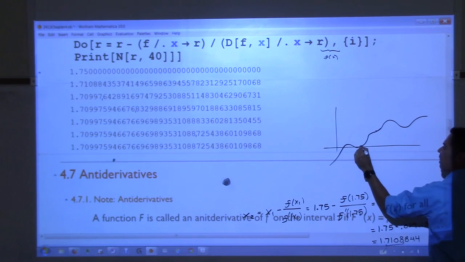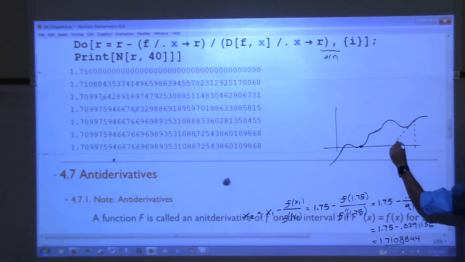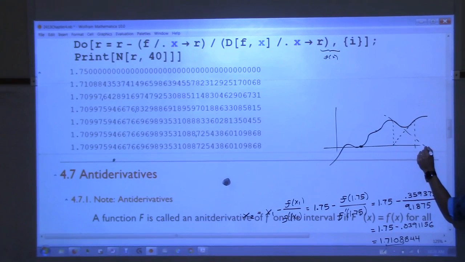Okay, so let's say we're going after that X-intercept. So you take a guess, right? And it comes up here, and then it drops your tangent line down. And then you come back up, and now the tangent line drops you back down over here. You see?